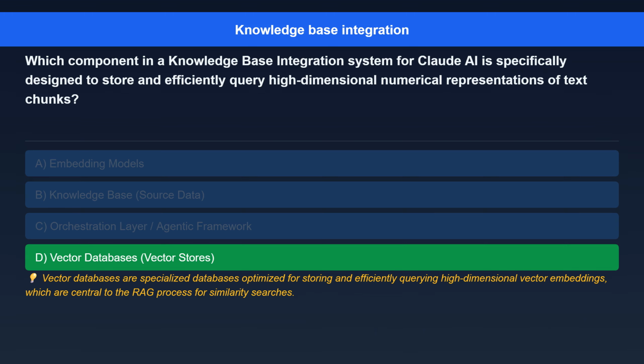The correct answer is vector databases, vector stores. Here's the explanation. Vector databases are specialized databases optimized for storing and efficiently querying high-dimensional vector embeddings, which are central to the RAG process for similarity searches.